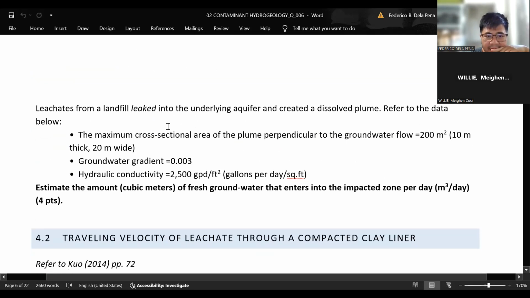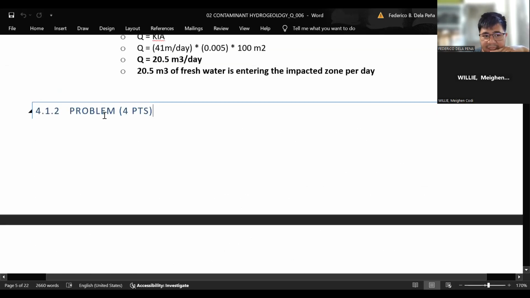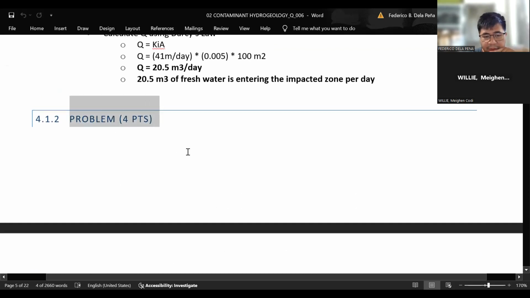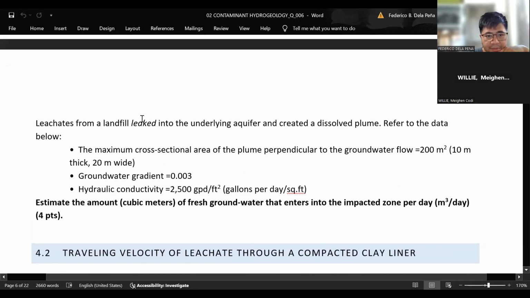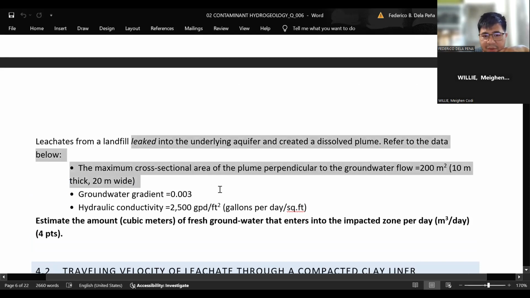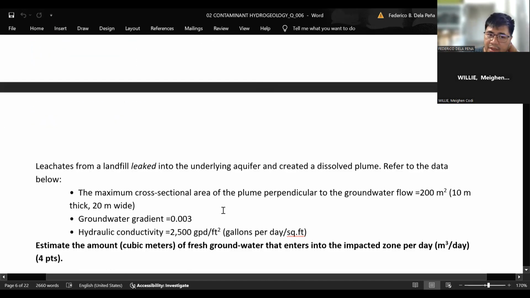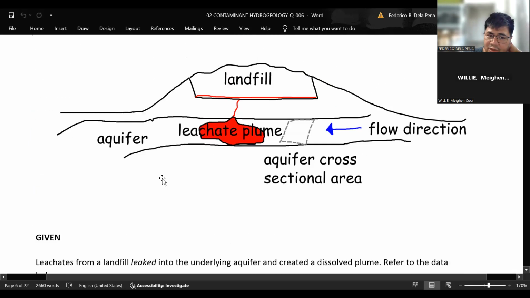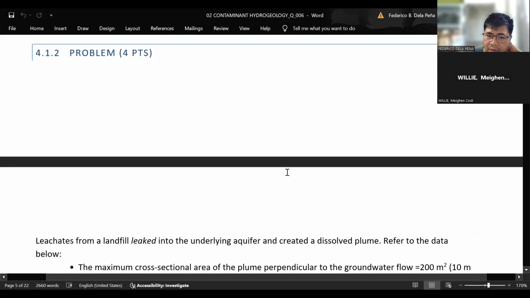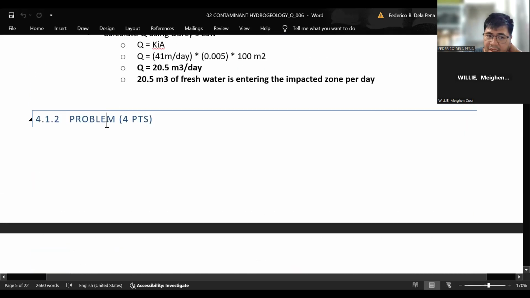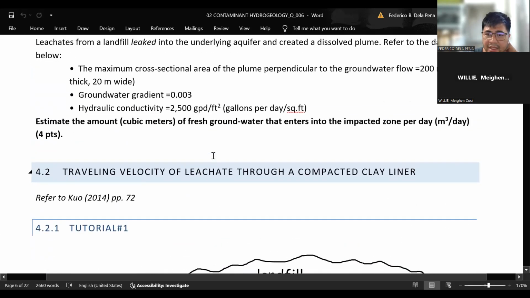And then for the actual exercise, this is what you should be solving for. Basically the same situation, except that you have slightly different parameters. So you can just refer to this tutorial problem when you're solving the actual exercise problem. All right.